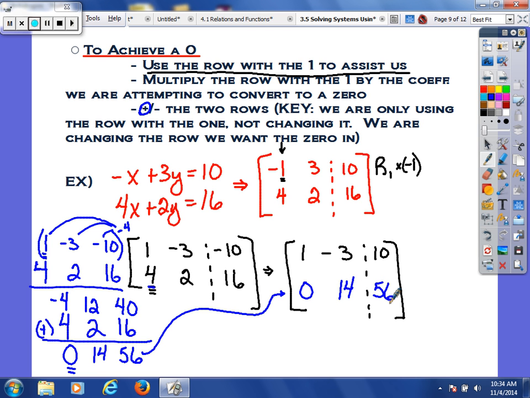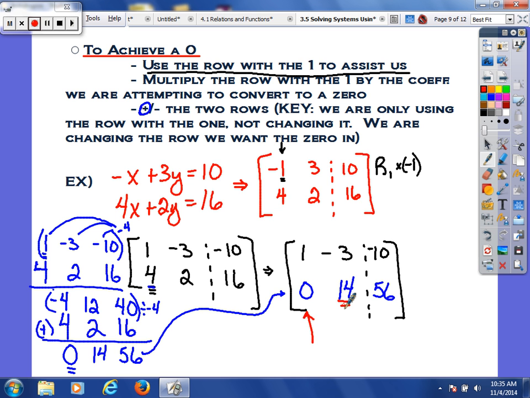Now, if you have questions on why the first row didn't change because we multiplied by negative 4, well, couldn't I just immediately go back and divide the first row by negative 4? And that takes me back to 1, negative 3, and then negative 10, which I need to carry over here. And so the first row does not change. We're just using it to help us with the second row. Now look at the first column. It's done. All I've got to do now is make the 14 a 1.